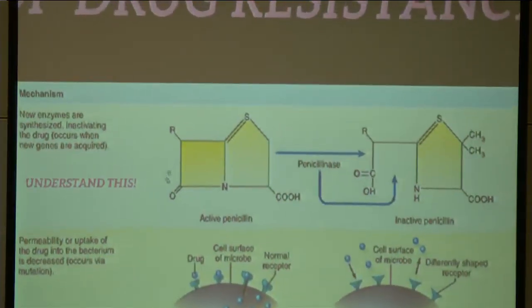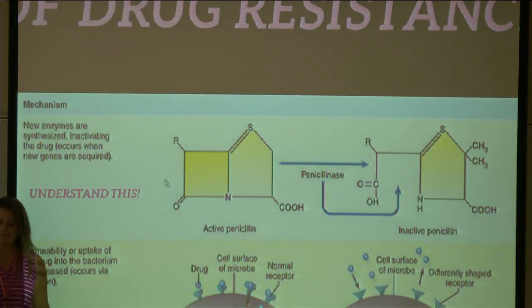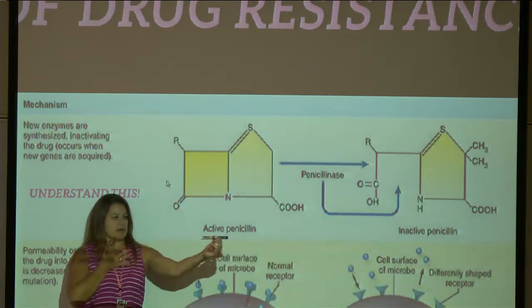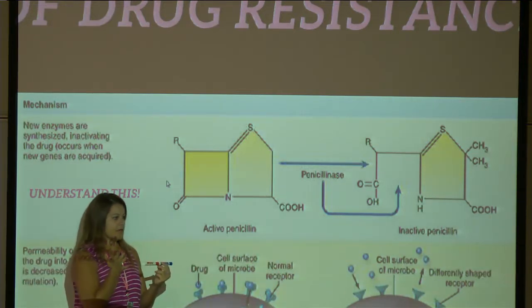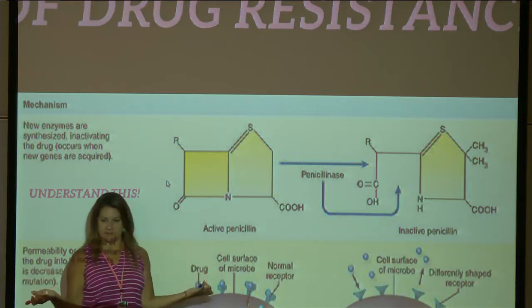Okay, so the first one that I have up here is going to be an enzyme. We talked about penicillinase the day that we talked about enzymes. Remember, penicillinase is an enzyme that takes penicillin, so this is penicillin and I'm the bacteria. Here comes penicillin. I have an enzyme called penicillinase. I break it. Penicillin is useless against me.